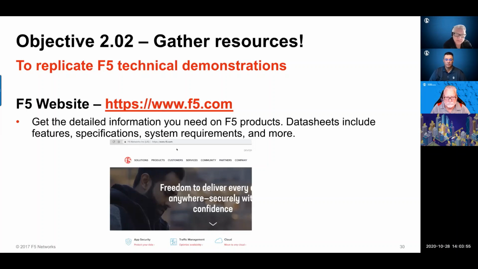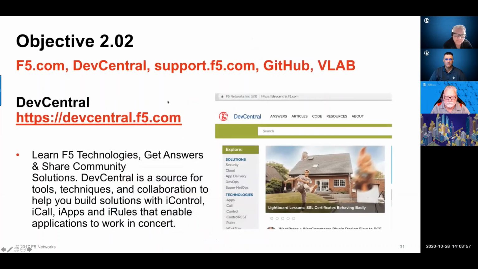And also, as I mentioned, we have another site called devcentral.f5.com. This is an independent community. You can create an account here. This is a really good resource where people can put out their questions in the forums.